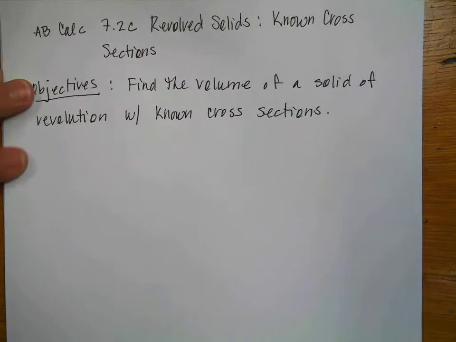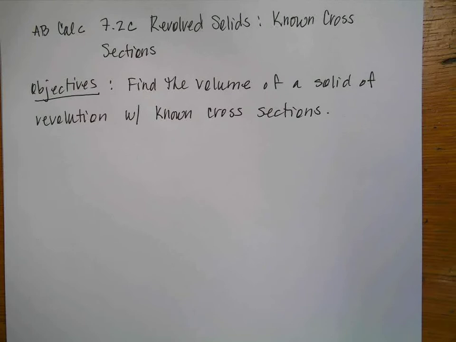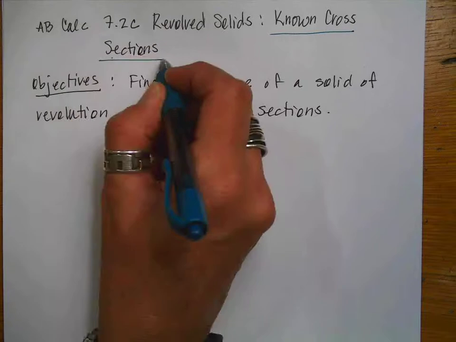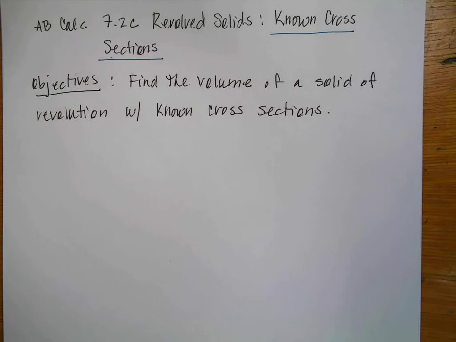Math Humans. We're going to continue our work with revolved solids today. We're going to do 7.2c. Today we're going to be talking about known cross-sections. So we're going to find the volume of a solid with a known cross-section. This particular phrase is very important because your clue to know when to do this method is you'll see those words in the problem.